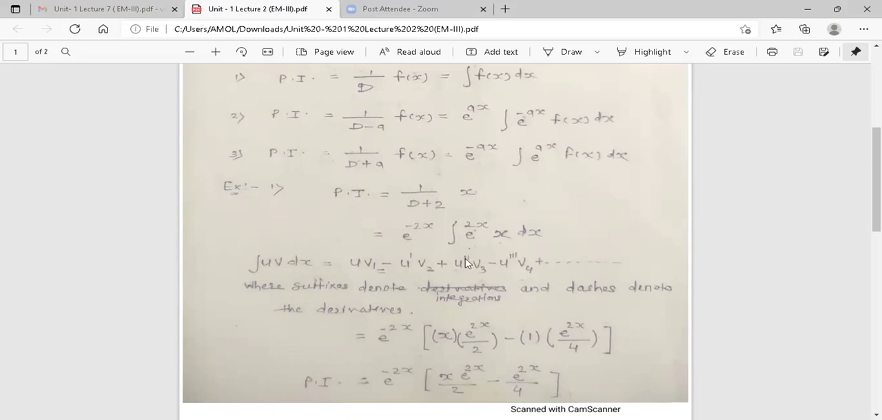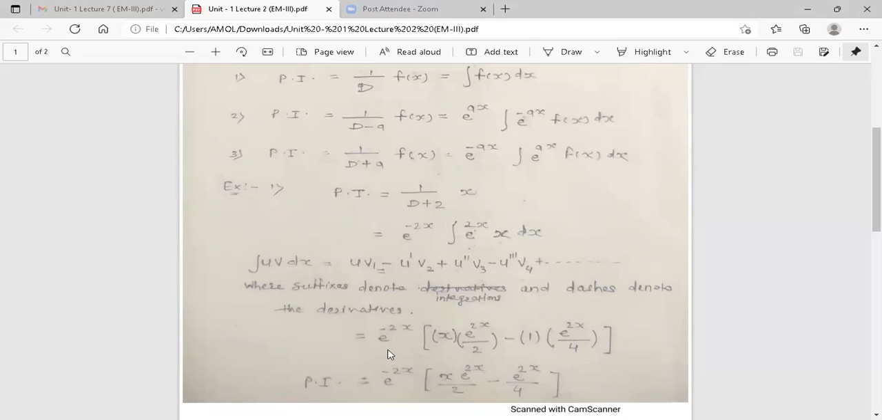Now, how to solve this integration of e to the power 2x into x? To solve this integration, use the u into v rule. Now, what is the u into v rule? The general formula is here: integration of u v dx is equal to u v1 minus u dash v2 plus u double dash v3 minus u triple dash v4 and so on, where suffixes denote integrations and dashes denote the derivatives. So use here that uv rule.